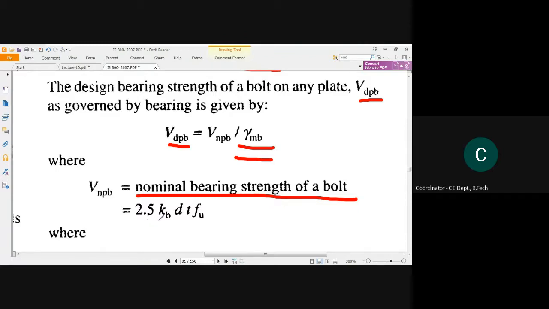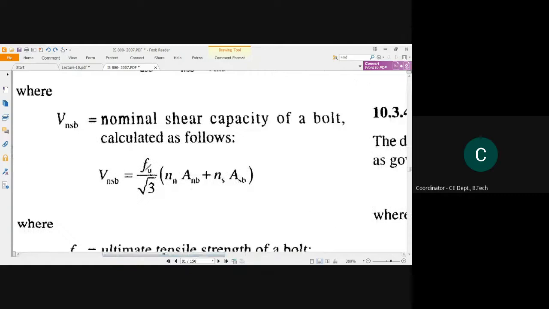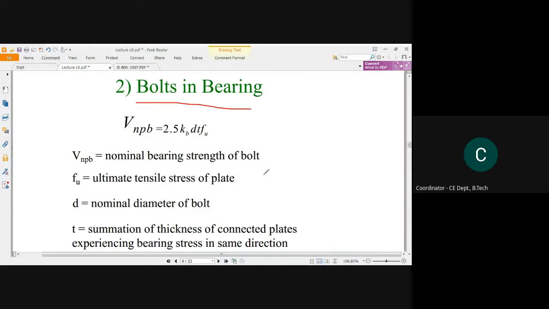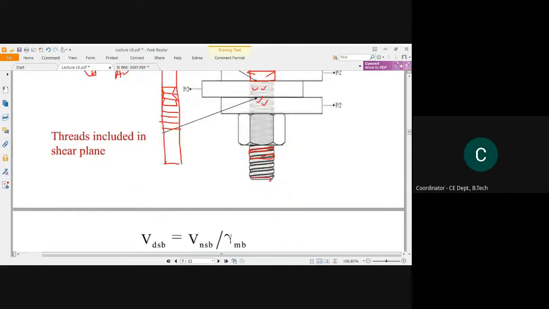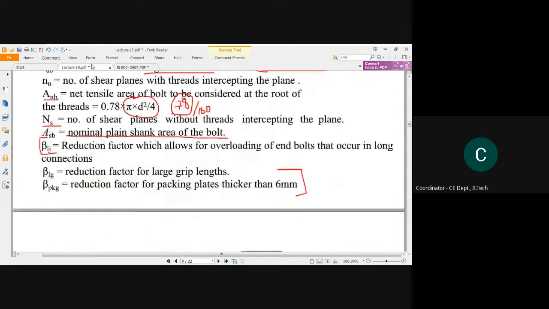2.5 into kb into d into t into fu. So again this is a force formula. So force formula will be represented by stress into area. So here we are getting stress from fu, area from d into t, and this is the external factor. So why we are considering here d into t, and why we have considered in the place of shear capacity A, which was the circle area.